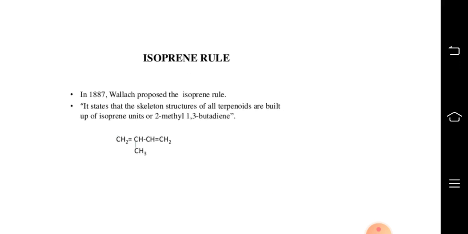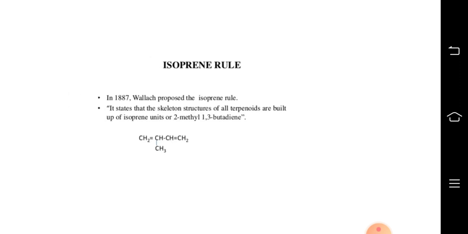Coming to the most important part of the chapter, knowing what the isoprene rule is. In 1887, Wallach proposed the isoprene rule. It states that the skeleton structures of all terpenoids are built up of isoprene units, which is 2-methyl-1,3-butadiene, and here the structure is. So in total it's a straight chain of 4 carbon atoms with a double bond at either extreme and 1 methyl group on the second carbon.